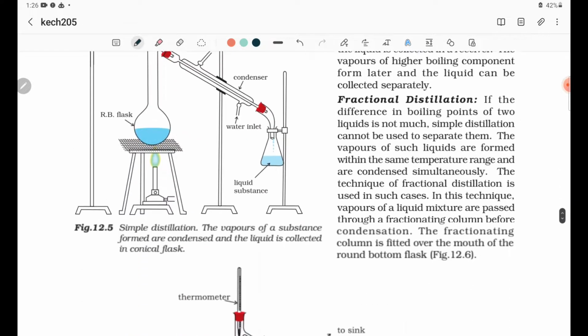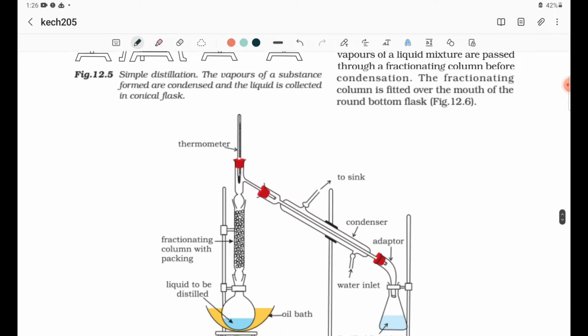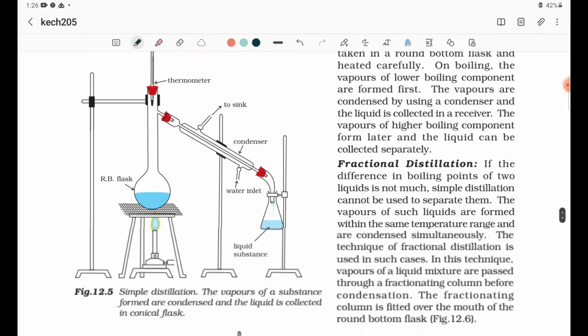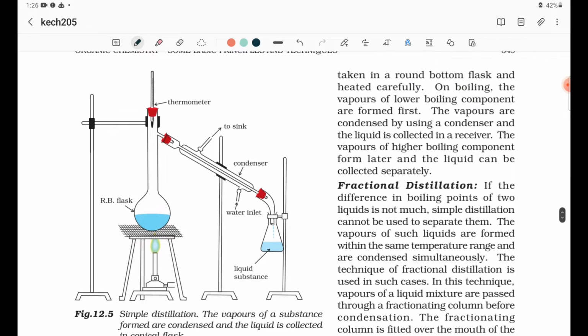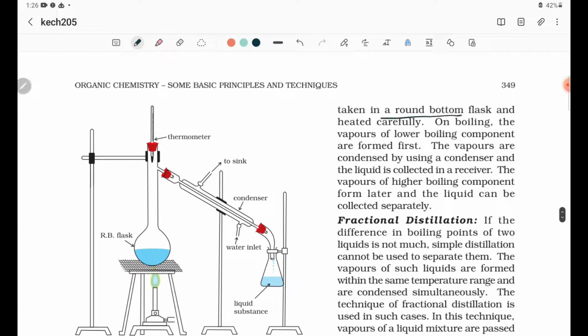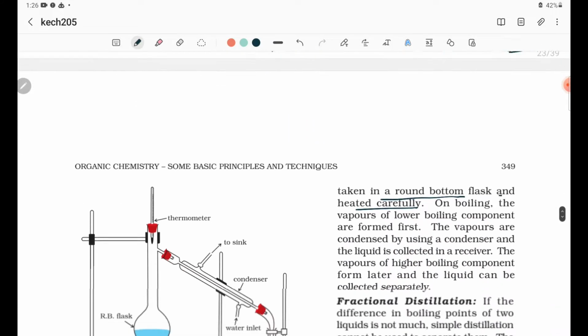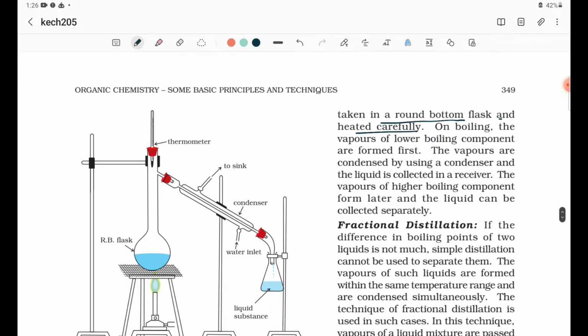The liquid mixture is taken in a round bottom flask and heated carefully. On boiling, the vapors of the lower boiling component are formed first. Vapors are condensed by using a condenser, and the liquid is collected in a receiver. The vapors of the higher boiling component are formed later, and that liquid can be collected separately.